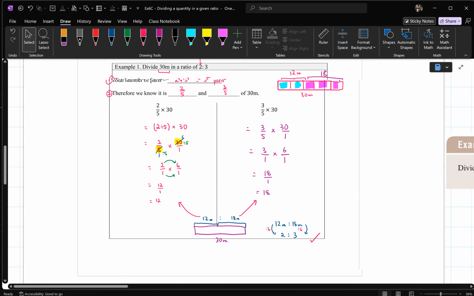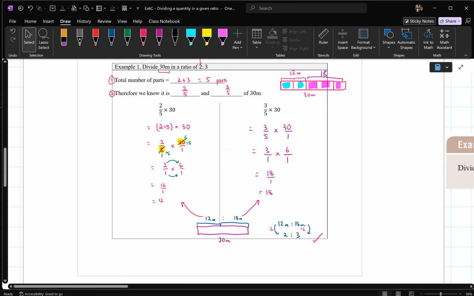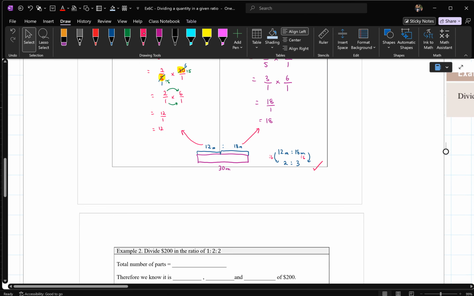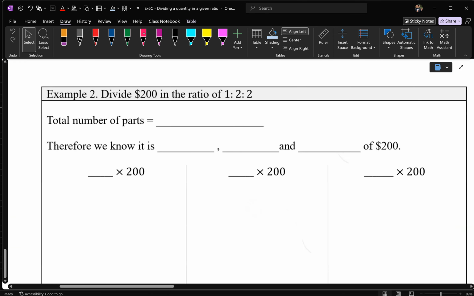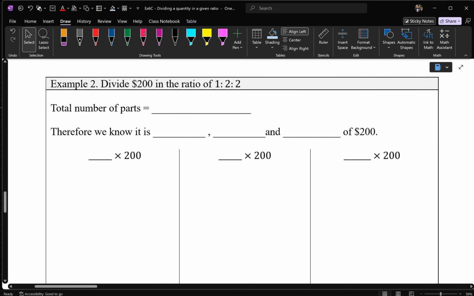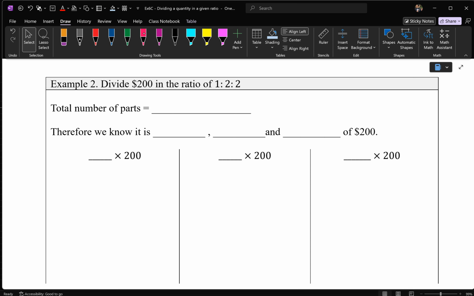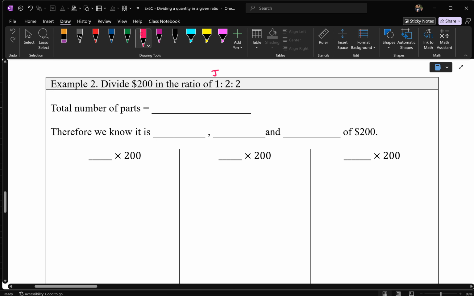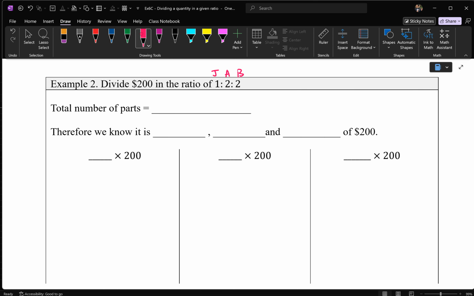Okay? Now I know this one doesn't really make sense yet because it's probably more logical if you're dealing with money. So let's do an example where you deal with money. Okay? So let's say something like this. Say you've got example 2, so next page. If you had $200 and you had 3 people that chipped in to buy a lottery ticket to win $200, right? Let's say you got Jamie, you've got Alex, and you've got, I don't know, let's go with Bob, okay?